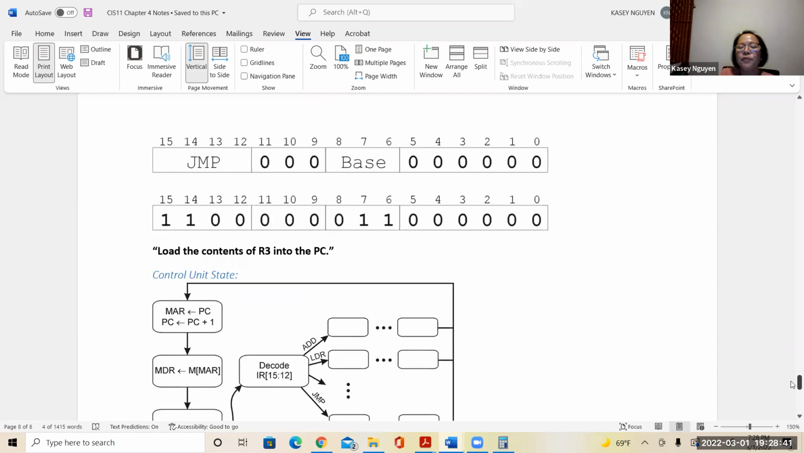When you're doing a jump, and we'll expand more on jump and branch in the future chapters, but this gives you the overview. For a jump, you would get a 1100 in the first 4 bits here. And when it jumps, it's going to be the base, which is usually just a label, and that label is tied to an address, when you fill it with an address.